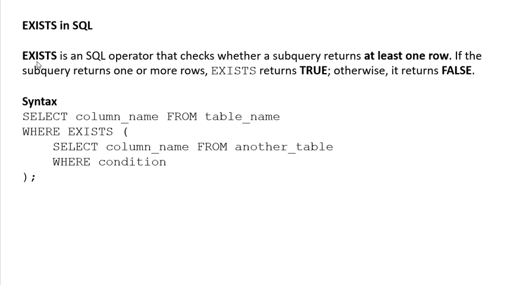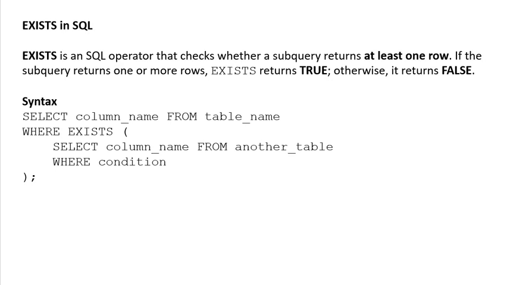Now EXISTS in SQL. EXISTS is an SQL operator that checks whether a subquery returns at least one row. If the subquery returns one or more rows, EXISTS returns true, otherwise it returns false. The syntax is: SELECT column name FROM table name WHERE EXISTS, and inside the brackets the subquery SELECT column name FROM another table name WHERE condition, then close the brackets and a semicolon.